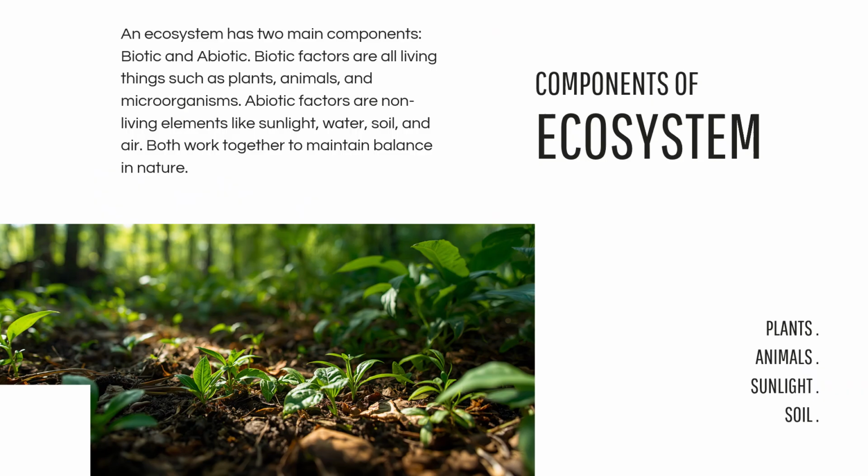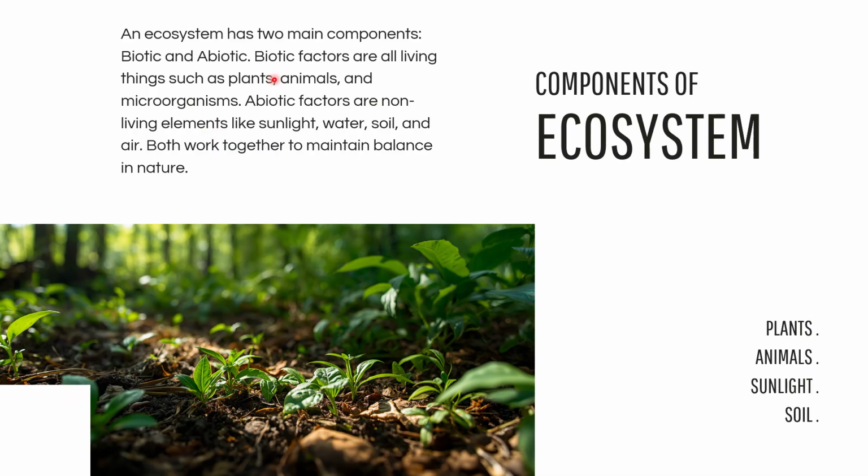Okay, so components of ecosystem. Here you can see in this picture I have plants, animals, sunlight, soil. So an ecosystem has two main components, biotic and abiotic. Now biotic factors are all living things such as plants, animals and microorganisms. Abiotic factors are non-living elements, as you can understand from the words biotic and abiotic.